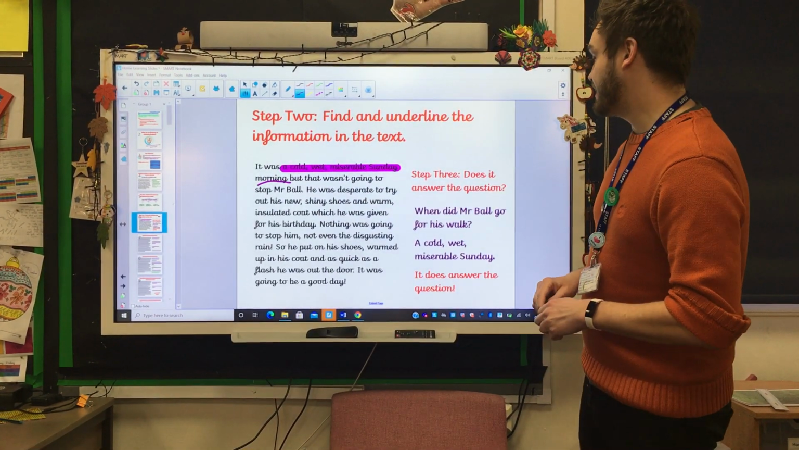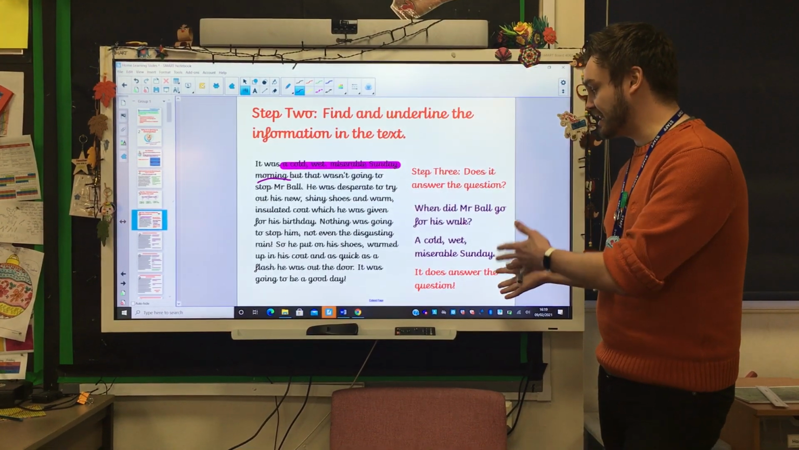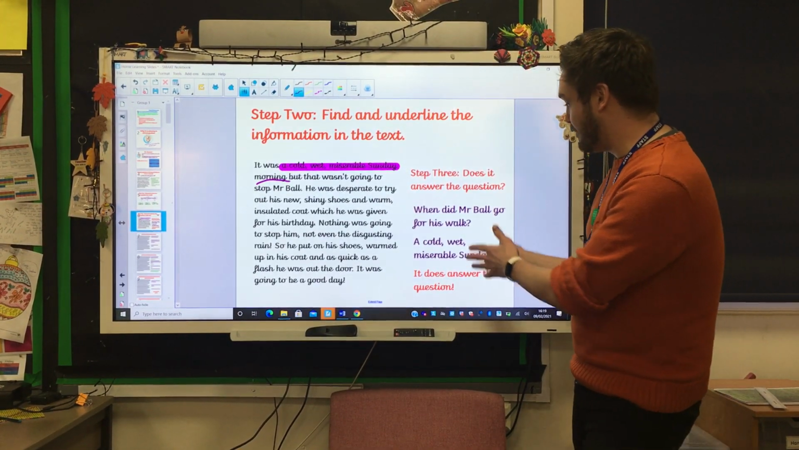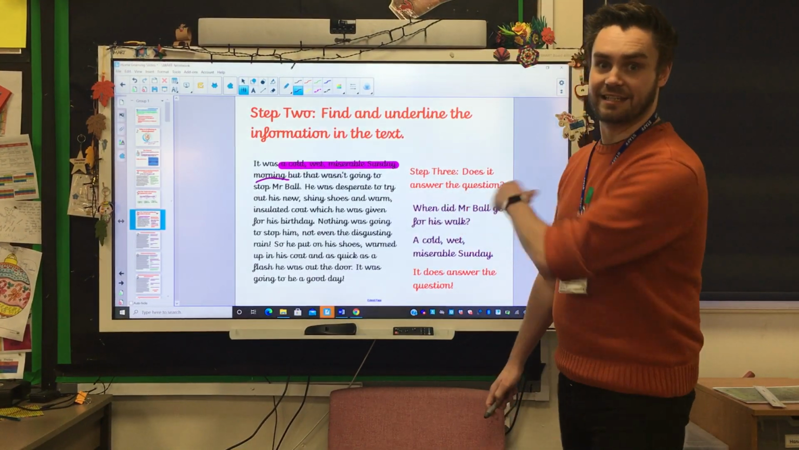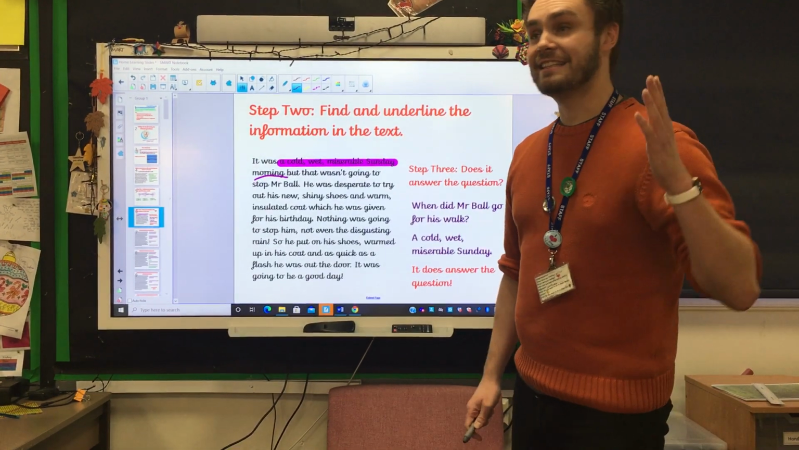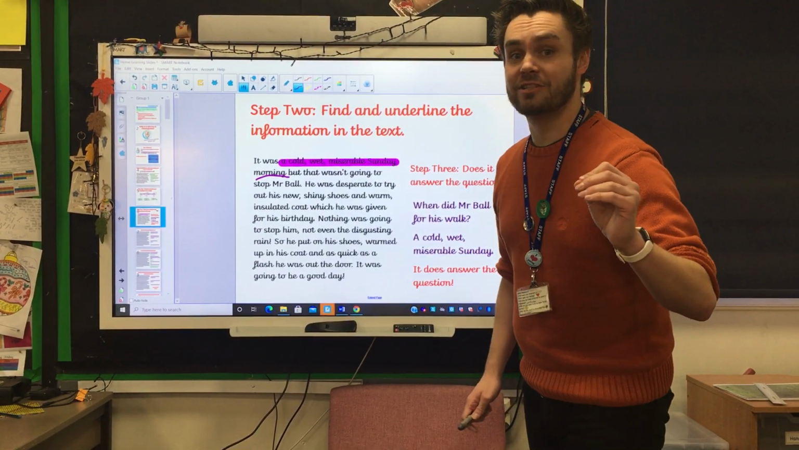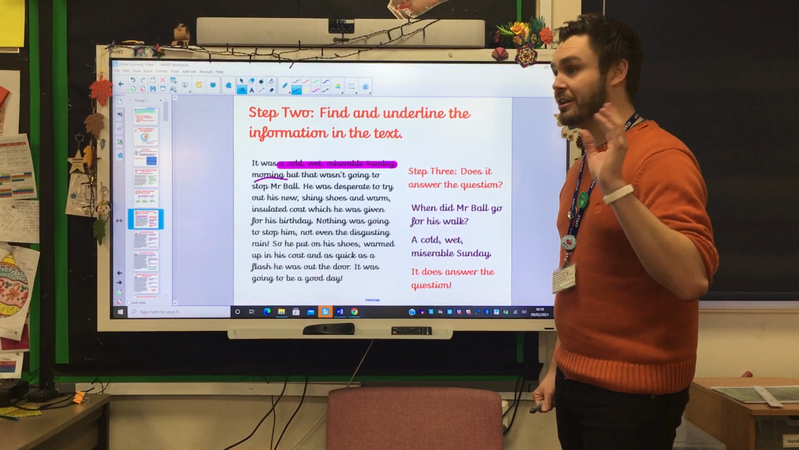Add a bit more information if you can. So that would be the answer. Does it answer the question that I've got in mind? Yes, it does. Retrieval is as simple as that. But it's really, really important, children, that you're answering the question in mind.